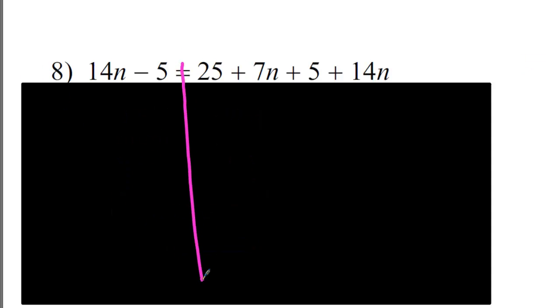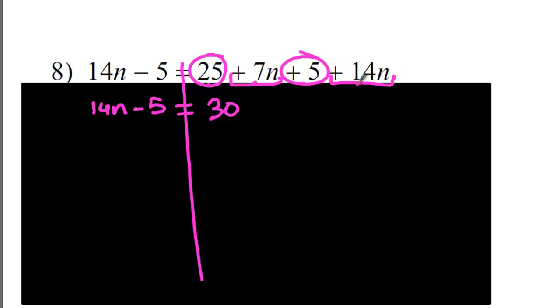Left side of the equation, we have 14n minus 5. You cannot do anything to this, so you just rewrite 14n minus 5. Right side of the equation, we have to look for things we can put together. So we can put the 25 plus 5 together. 25 plus 5 is 30. And we have 7n plus 14n, 7 plus 14. That's positive 21n.